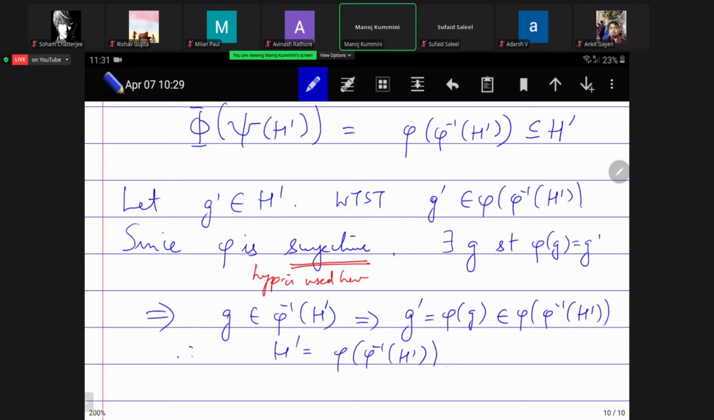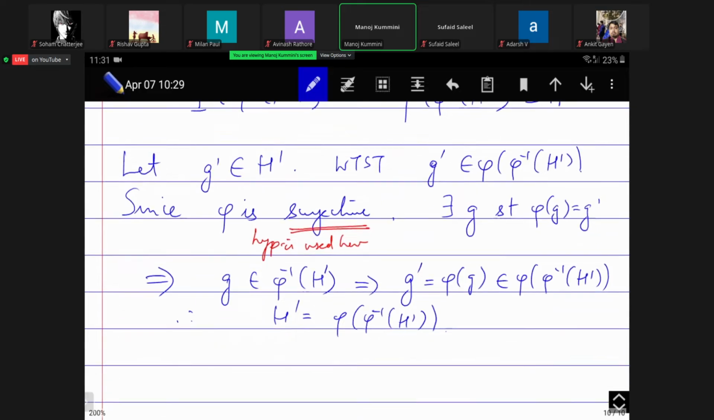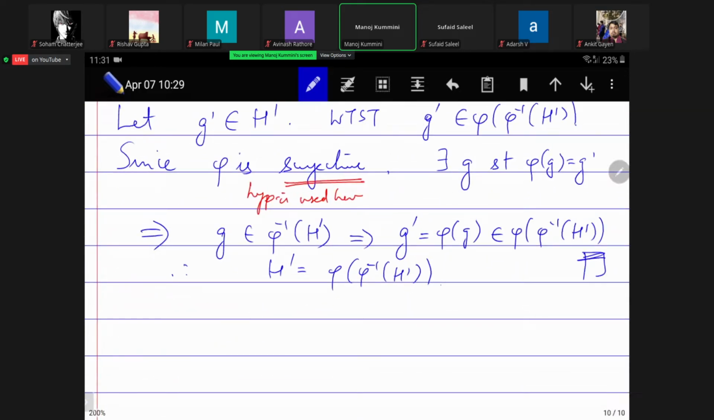Sorry, that is not correct. Okay, so this proves a theorem anyway. So I'll put some exercises to illustrate how this theorem will be used.